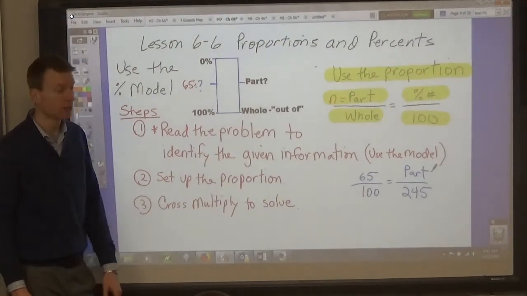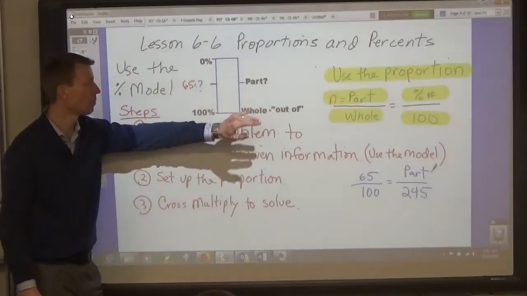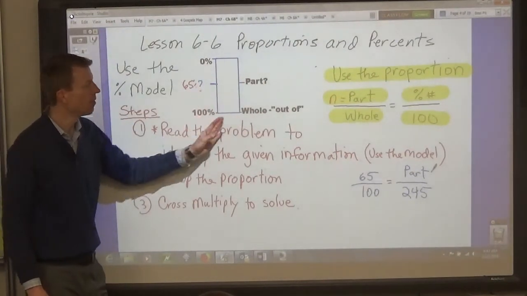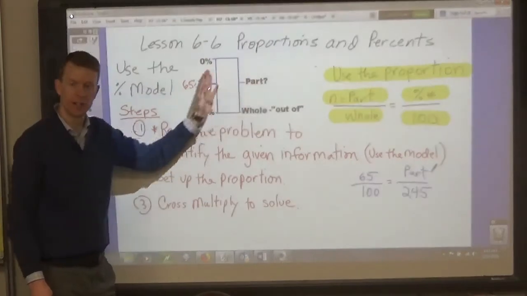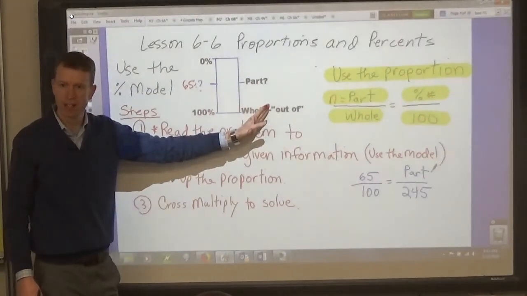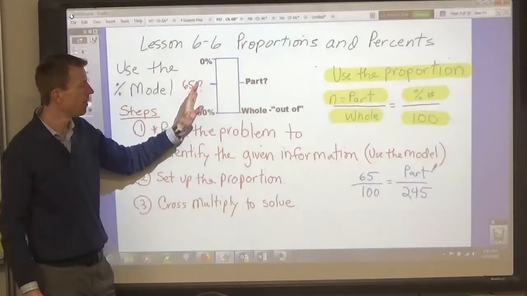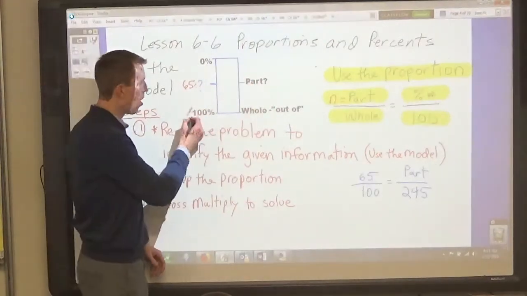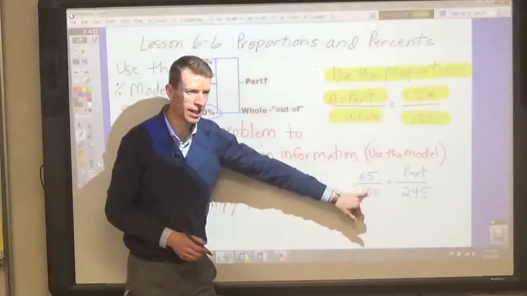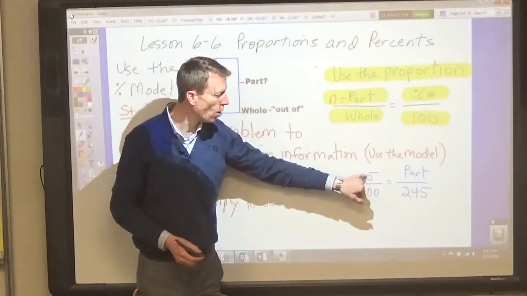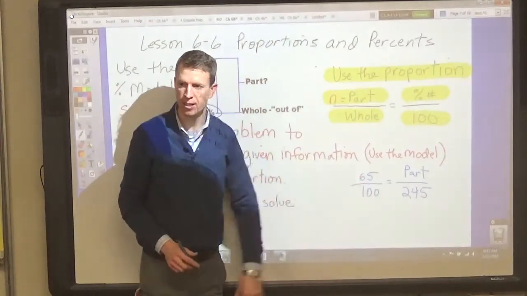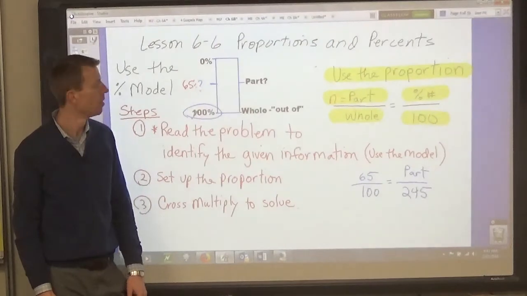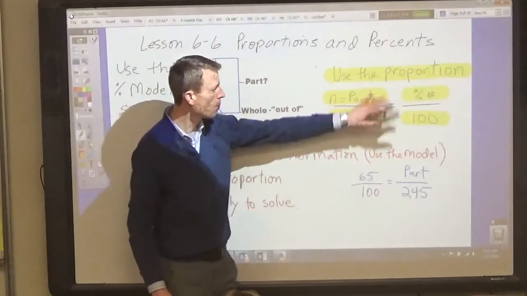Okay? Now, sometimes we'll be trying to find the whole, or sometimes we'll be trying to find the percent. The questions are worded in different ways. And so in each question, you're going to have to try to figure out what is the missing part of this proportion. You'll always use 100 for 100%. But one of these three will be missing in the proportion. Okay? Now, for this first one, we have the proportion set up.